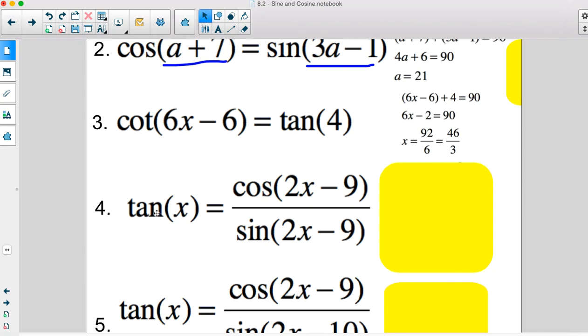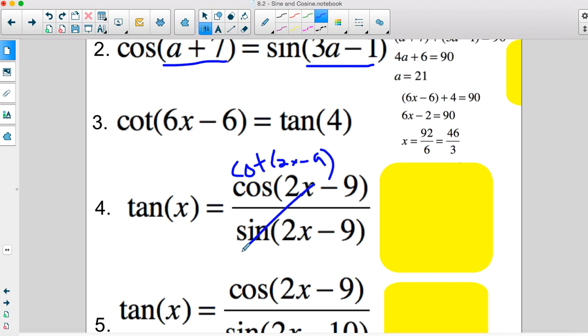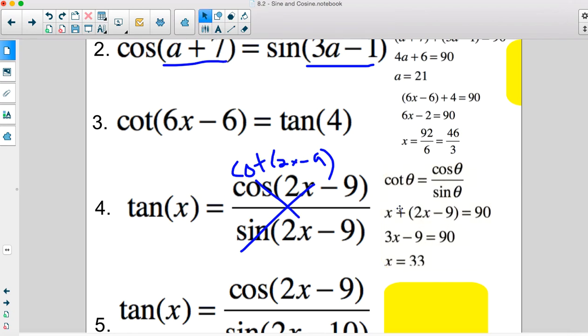Here we have just a trickier way to do it. Tangent of x, cosine over sine. We know that that's the same thing as cotangent, right, of 2x minus 9. So I'll just write that 2x minus 9. That's the same thing as this. So these x and 2x minus 9 have to add up to be 90 degrees the exact same way. So you'll get your answer of 33.